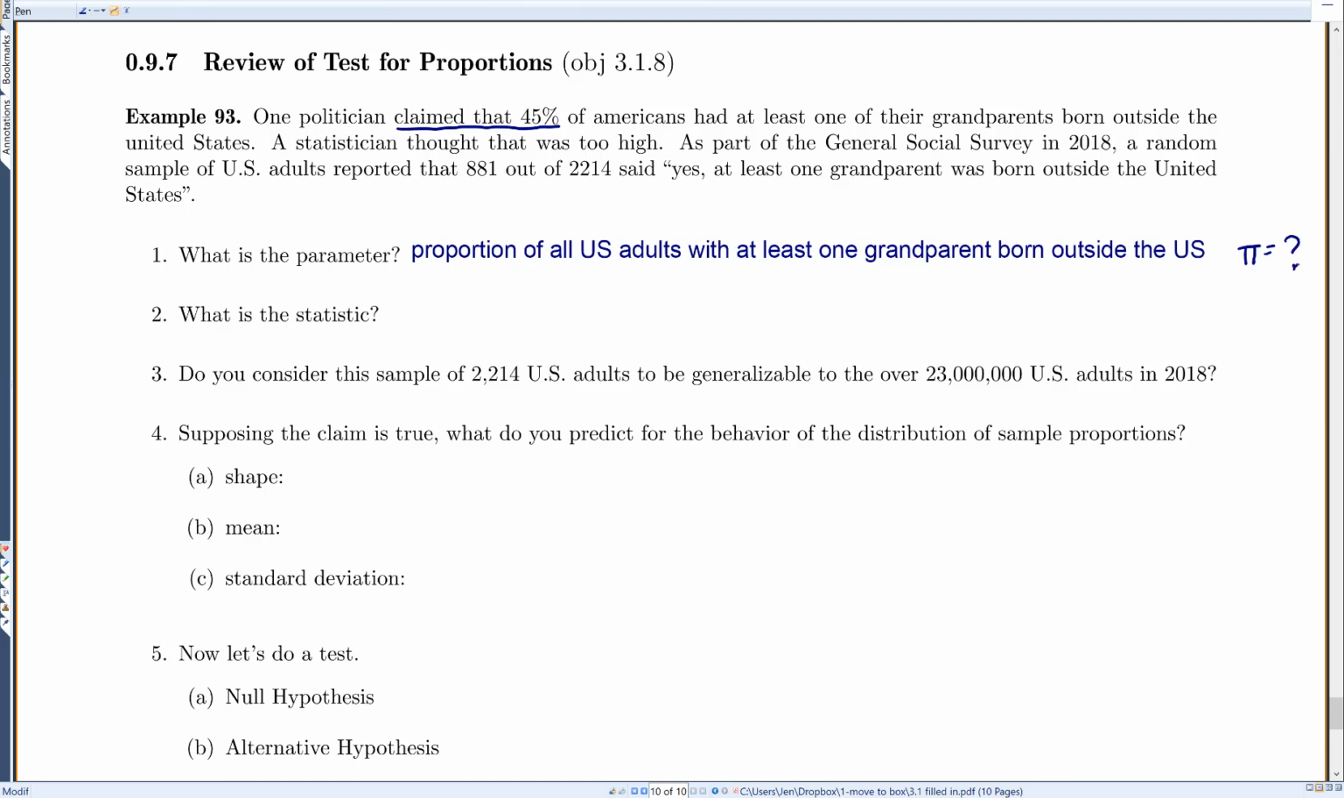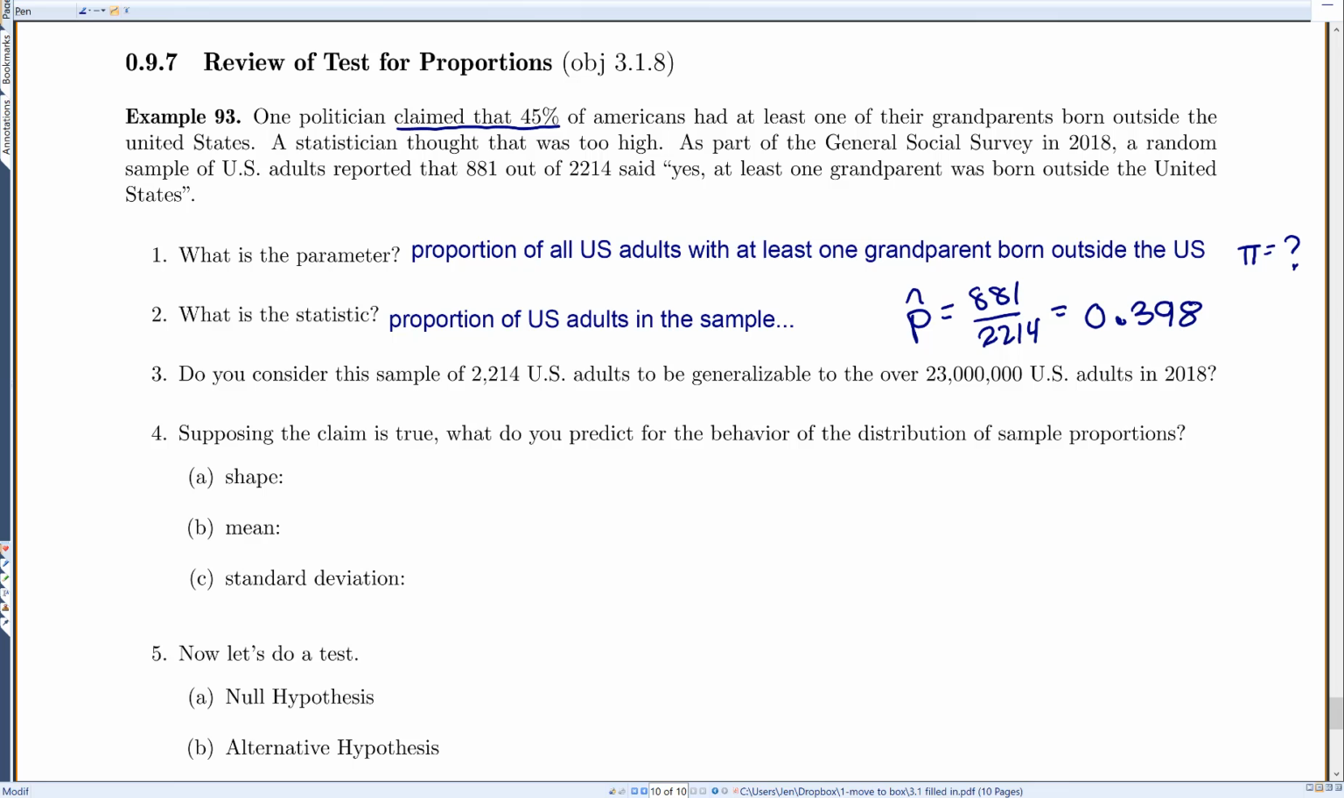The statistic would be the proportion of the U.S. adults in the sample with at least one grandparent born outside the U.S. And we'll call that P hat. It did tell me the numbers for that. It actually gave me the counts, but we can do 881 out of 2,214. And if we divide that, we get 0.398.